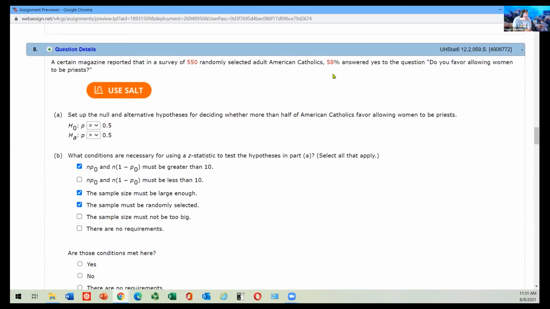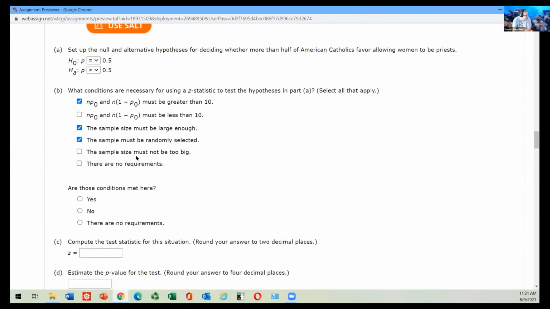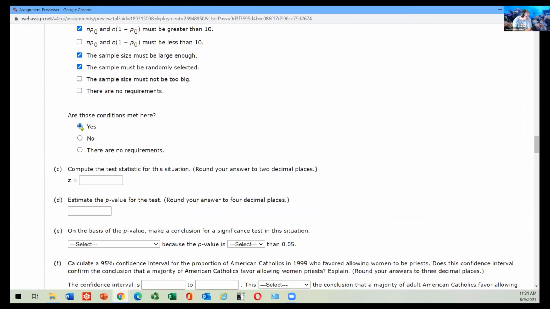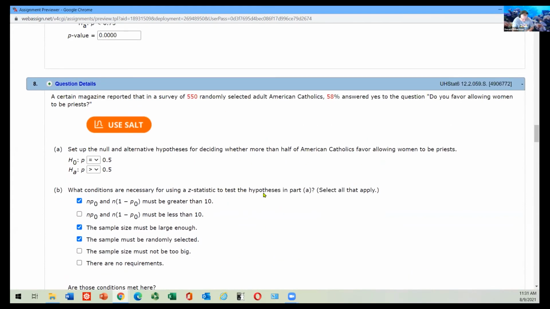Well, if 58% of the sample did say yes, would you agree that's more than 10 people? And if you said 0.5 of 500, would you agree that's plenty? So yes, the samples, everybody's happy. Compute the Z, compute the P. Now that's where we kick in with salt.